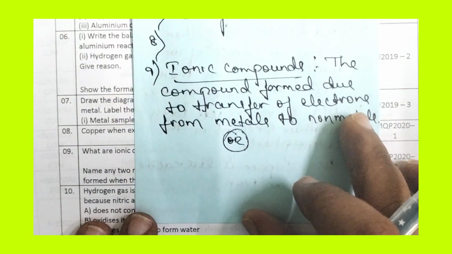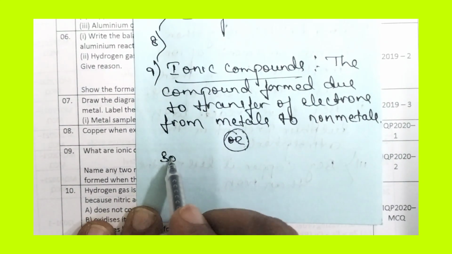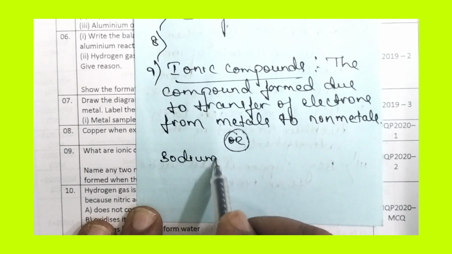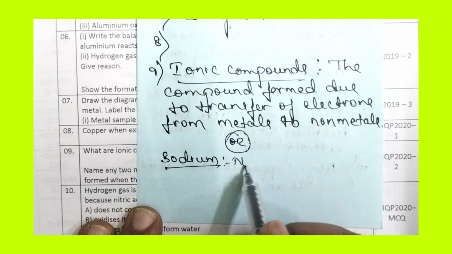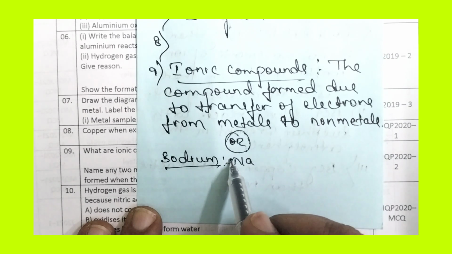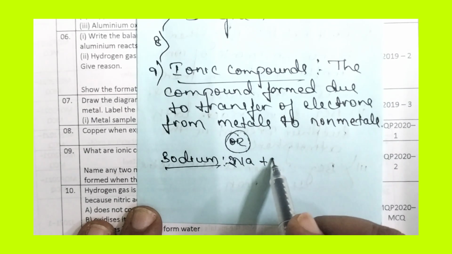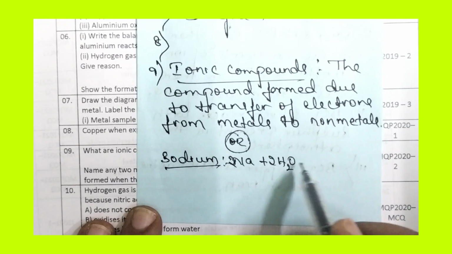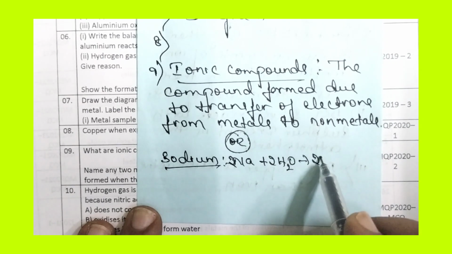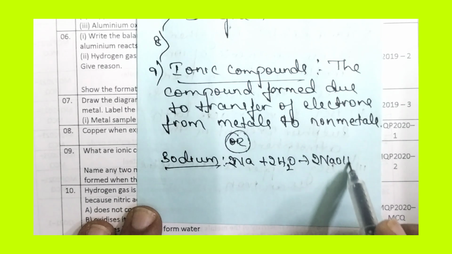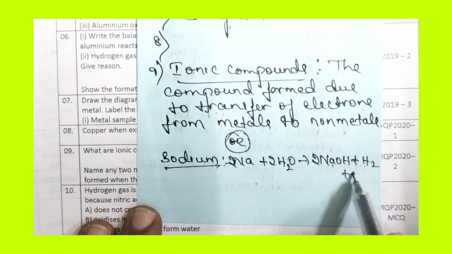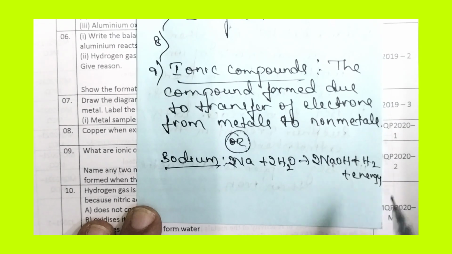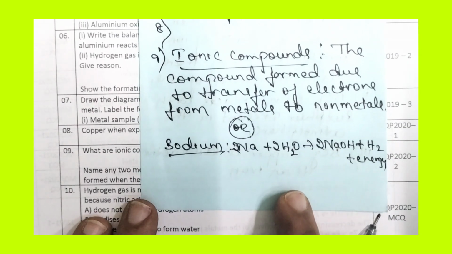So the two metals that react with water very quickly are, one is sodium. So let us write the reaction for this. Sodium, that is 2Na, plus when it reacts with water, 2H2O, gives rise to 2NaOH plus H2 plus energy. So this is the equation for sodium.